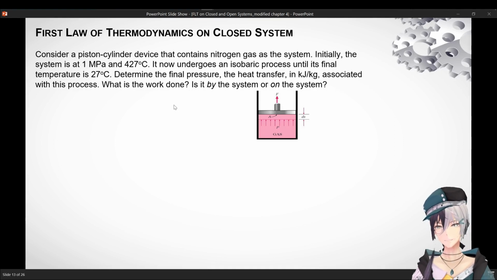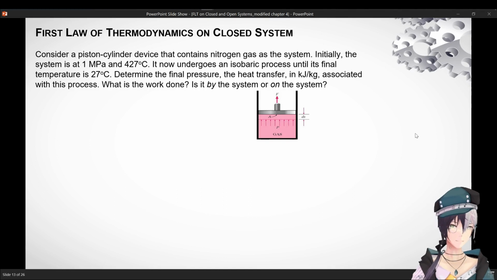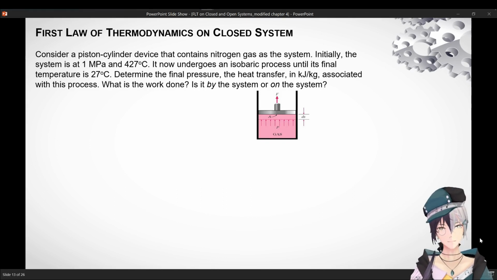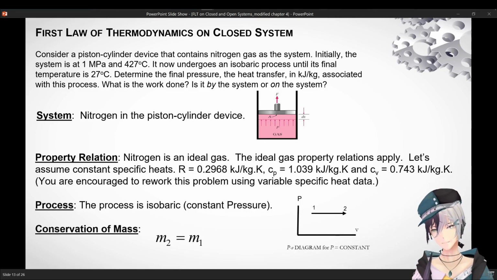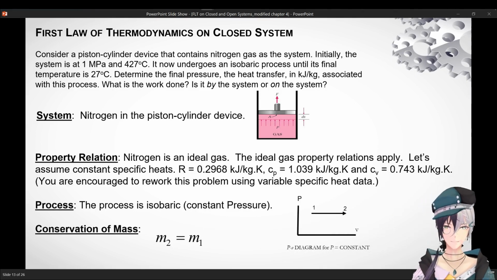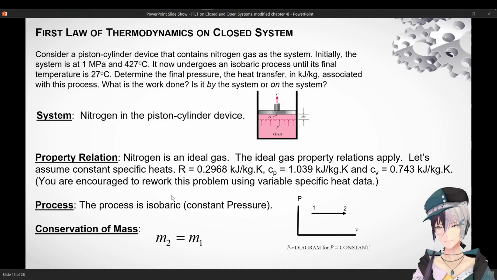Then what is the work done? Is the work done by the system, or is the work done on the system? All right, so let's see. We have this piston cylinder assembly or device, and nitrogen is our working fluid. From the table, nitrogen is an ideal gas.